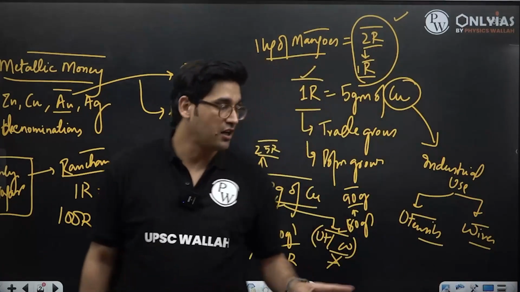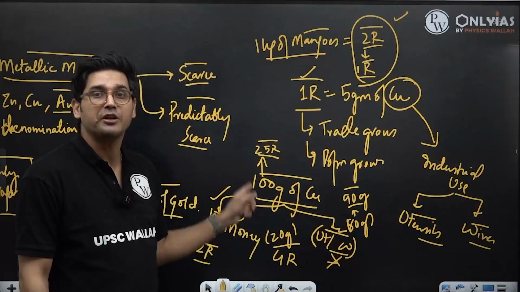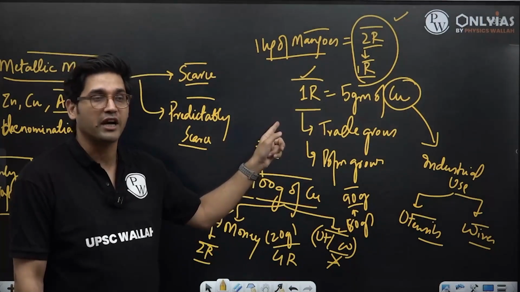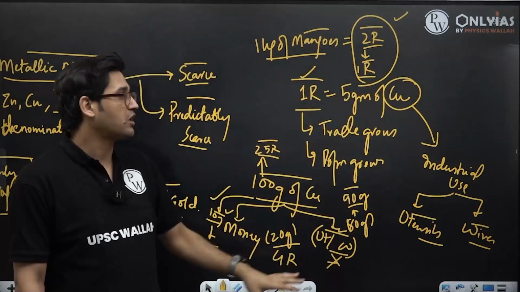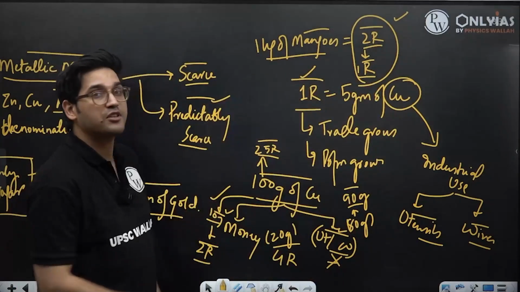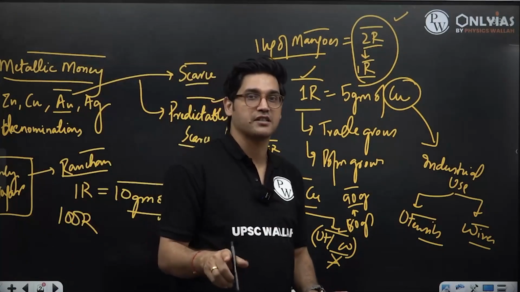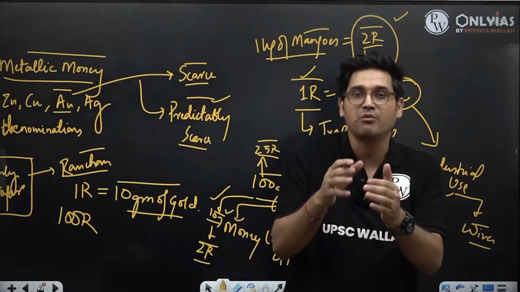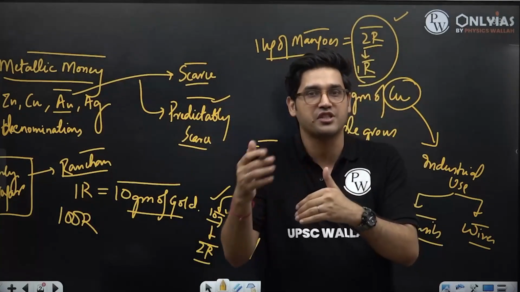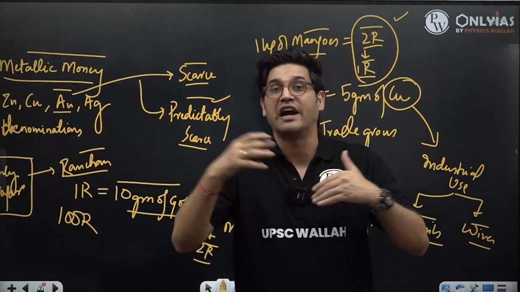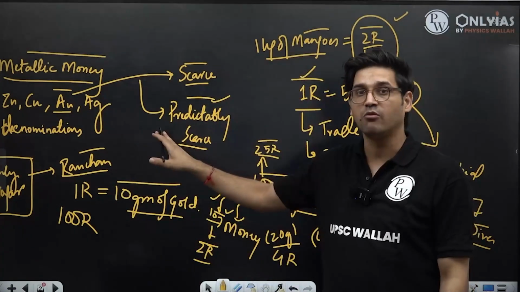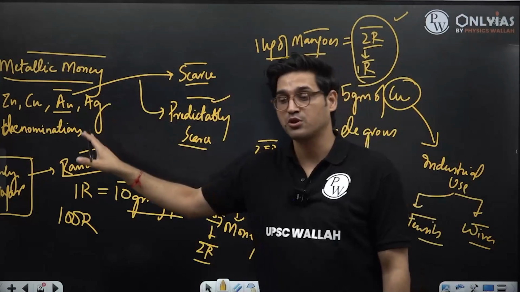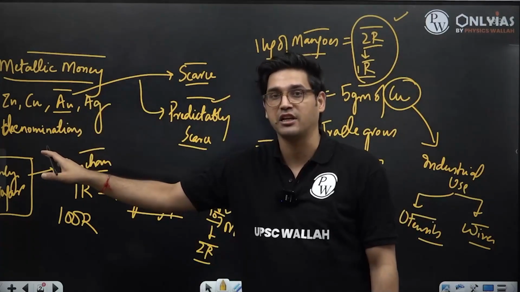That means other alternate uses of gold are not going to have a significant impact on the value of gold coins as money. Which is why it is said that gold was scarce, and it was predictably scarce, that its value would remain stable. It doesn't mean it will not change, but it will not vary wildly. That is not going to happen. Which is why gold became the most common form of metallic money.